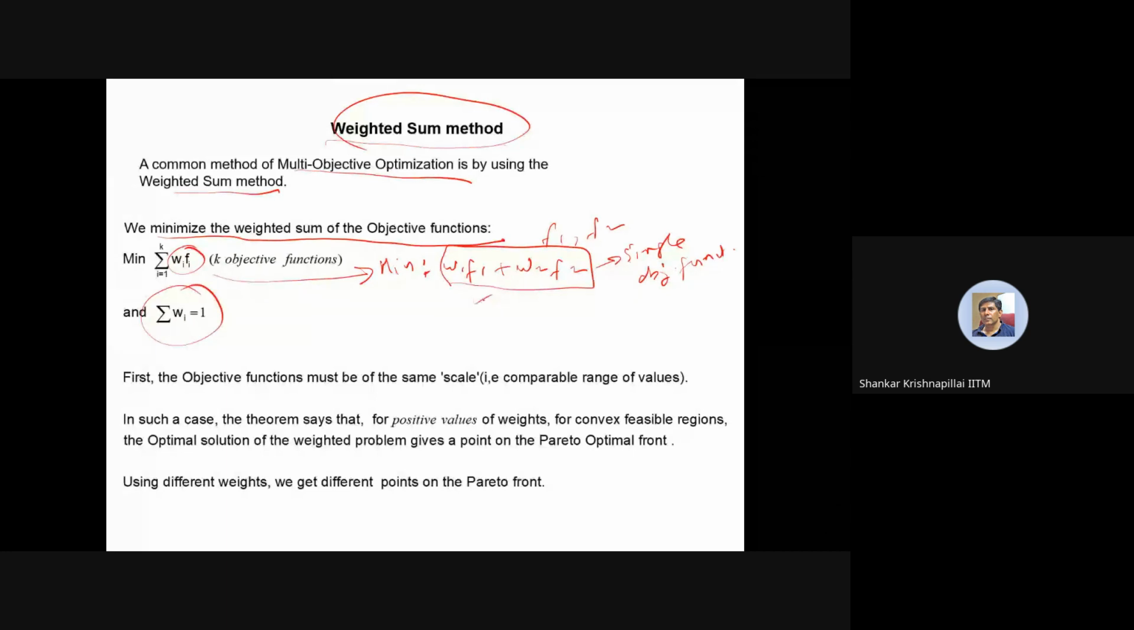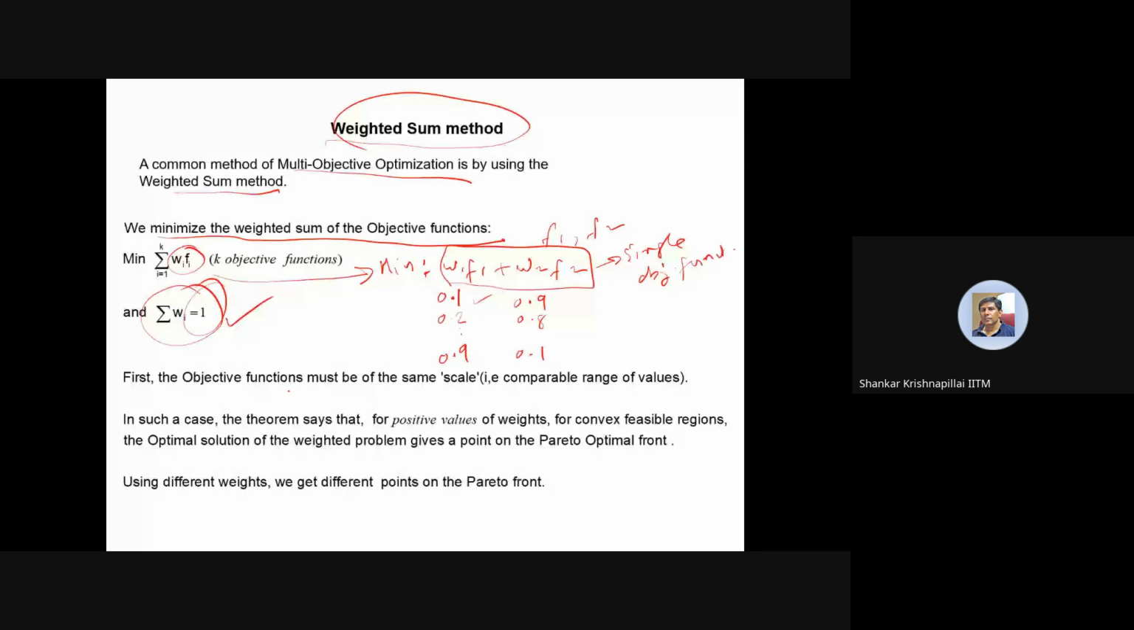But some conditions are there before you use this w1 f1 plus w2 f2. First is that the sum of the weights must be equal to 1. So w1 can be 0.1, w2 can be 0.9, w1 can be 0.2, w2 can be 0.8, and w1 can be 0.9, w2 can be 0.1. So w1 plus w2 must be equal to 1. That is the first condition.